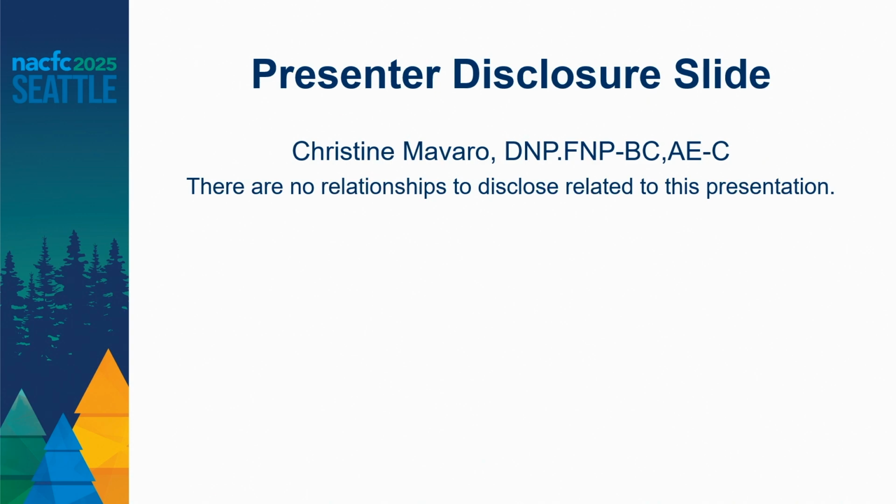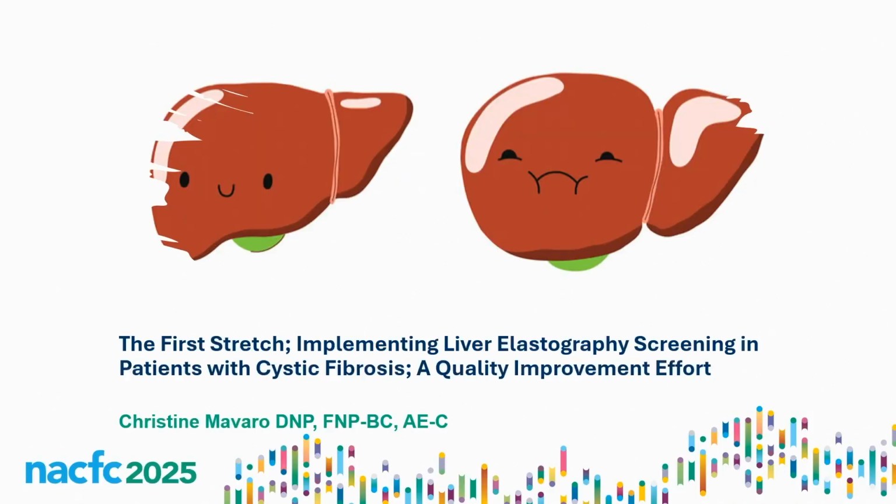Good morning, everyone. I have no disclosures. So today I'm going to talk about a quality improvement initiative at NYU that we started in 2024. The name of it is The First Stretch: Implementing Liver Elastography Screening in Patients with Cystic Fibrosis, a Quality Improvement Effort.